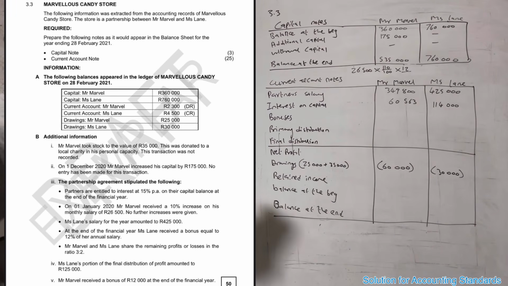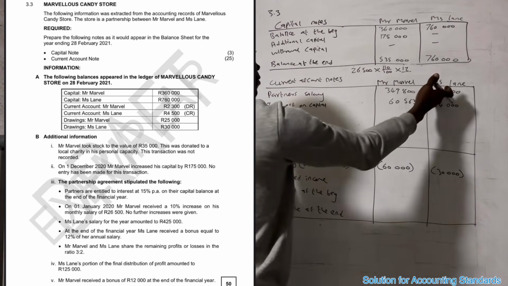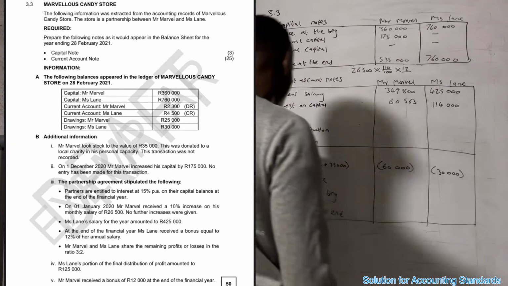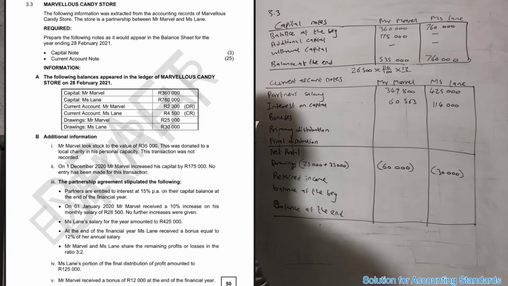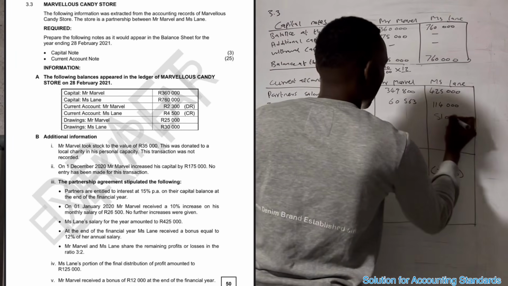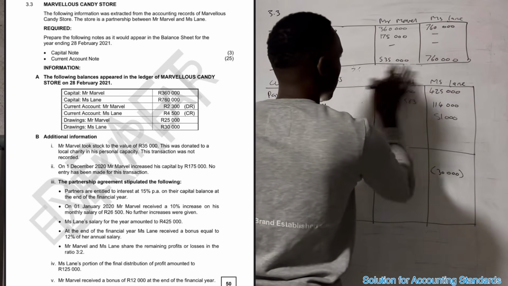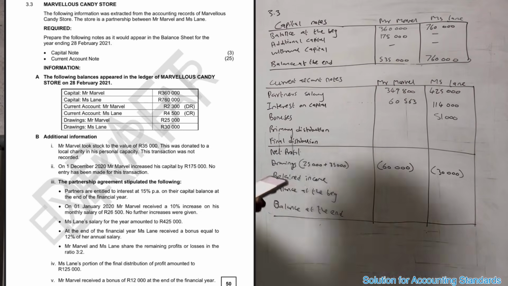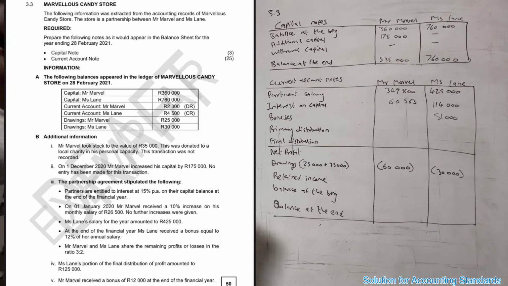At the end of the financial year, Mrs. Lane received a bonus equal to 12% of her annual salary. 12% of 425. 425 multiplied by 12%. You are going to get the bonus of Mrs. Lane of 51,000. Okay, 51,000. Very simple. 425 multiplied by 12%.